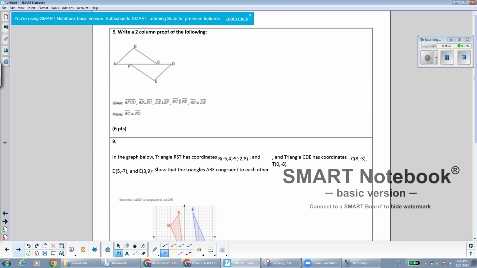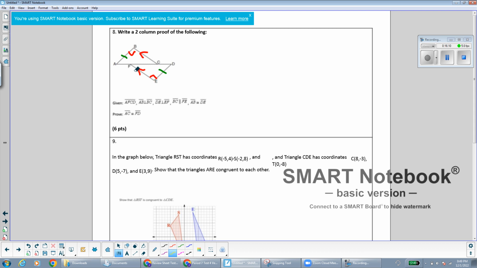Moving along, we know that AB is perpendicular to BC. That means they form a right angle. DE is perpendicular to EF. That means they form a right angle. BC is parallel to FE. And that AB is congruent to DE. So from our givens, we have a pair of sides and we have a pair of angles, the right angles. We need some more information to prove the triangles congruent.